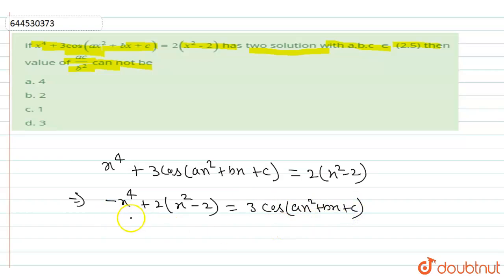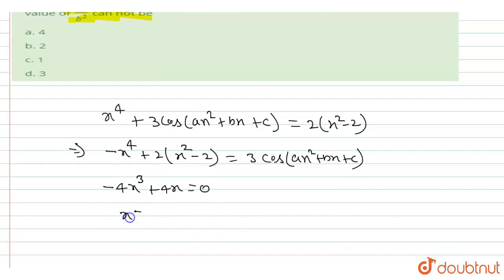Now after differentiating the LHS, this is equal to −4x³ + 4x equal to 0. From here we can find the x value, and that x is equal to plus minus 1. If we put x equal to 1, then f(x) maximum value, we can see, is equal to −3.